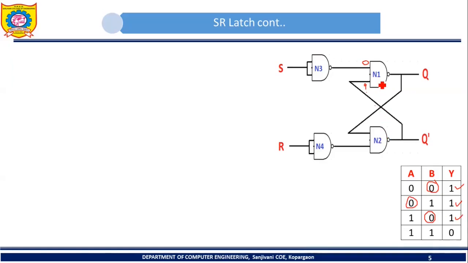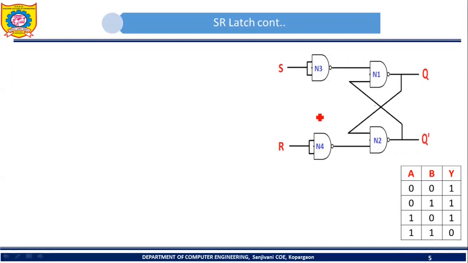Now come back to this particular question. What I asked is: if we know that one of the inputs of the NAND gate is 0, can we predict the output? Yes. If we know that one of the inputs of the NAND gate is 0, then directly we can say that the output of that NAND gate will be 1.